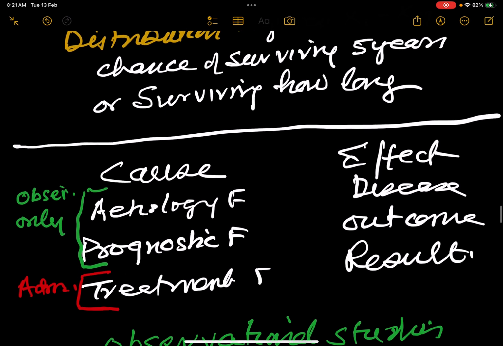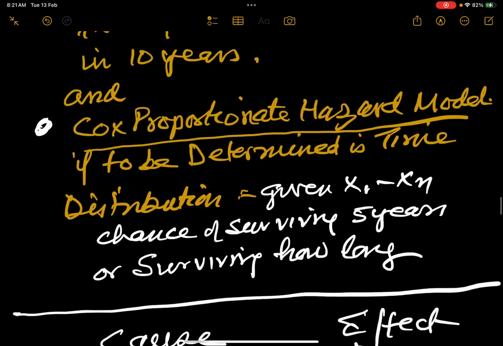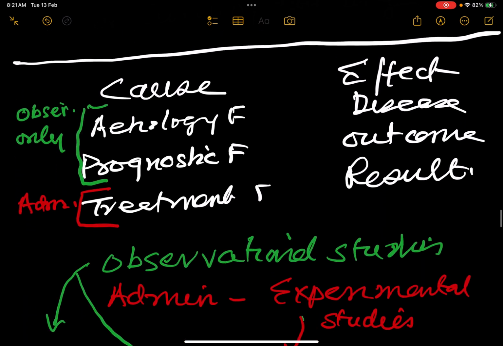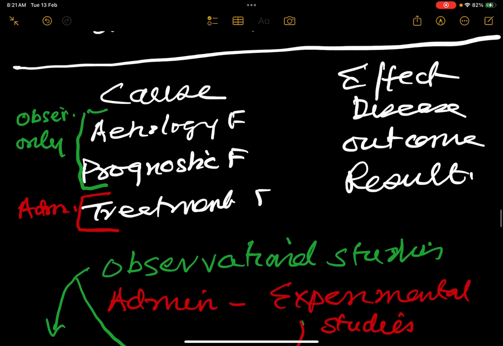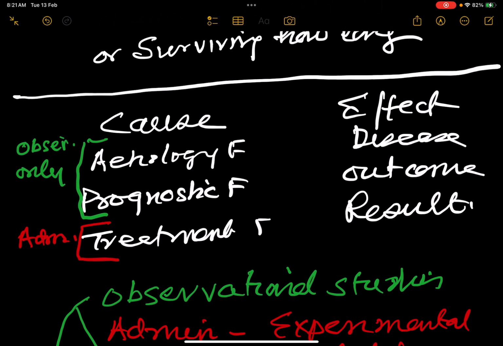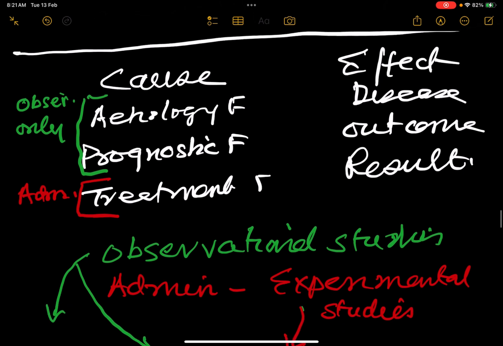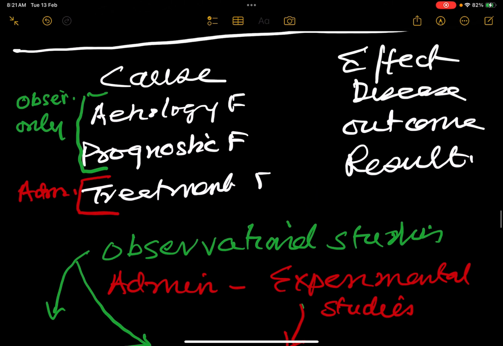model. So these are the various types of regression analysis models that you can use when you are trying to determine the relationship between cause and effect, etiological factor and disease, prognostic factor and outcome, or treatment type and result. Now, since in etiological factor and prognostic factor, you can only observe whether the cause is present or absent, these studies are called observational studies.